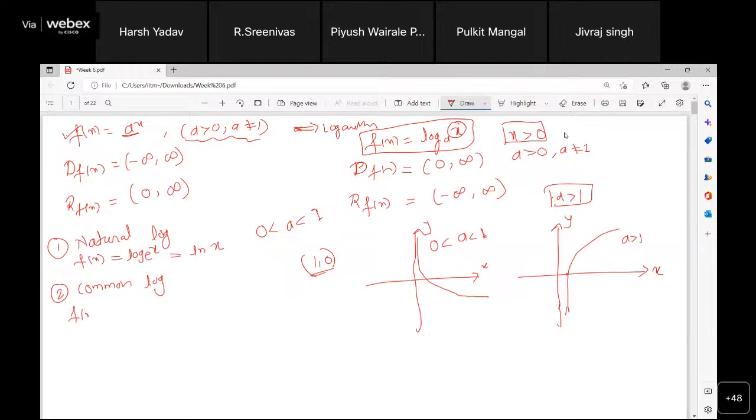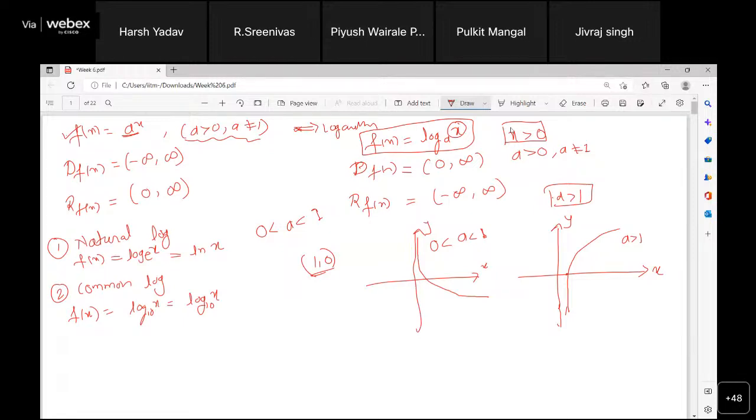Common log means log to the base 10. Generally, we represent it by log only, that is, log of x. So suppose in the question it is not mentioned which base it is, you can simply assume it is log to the base 10. If ln is mentioned, it is natural log. The properties will be the same as the logarithm function. So keep this in mind.